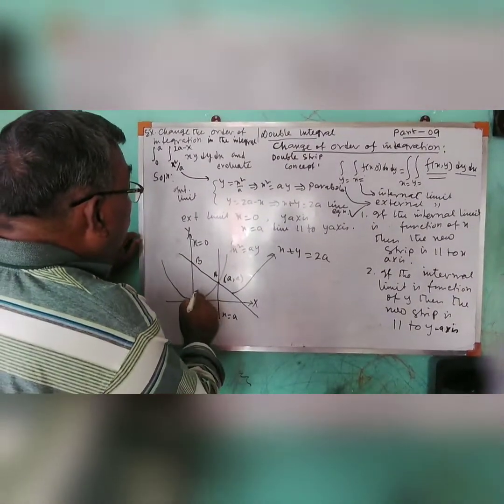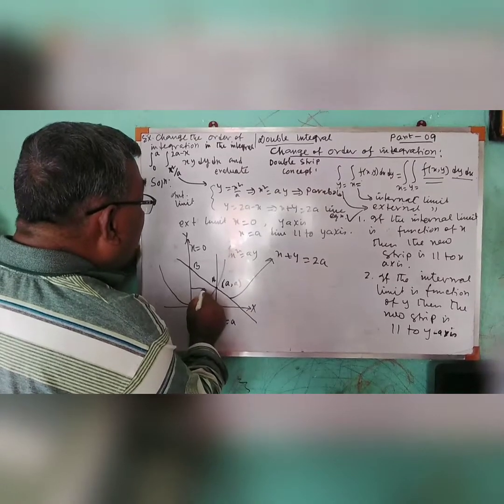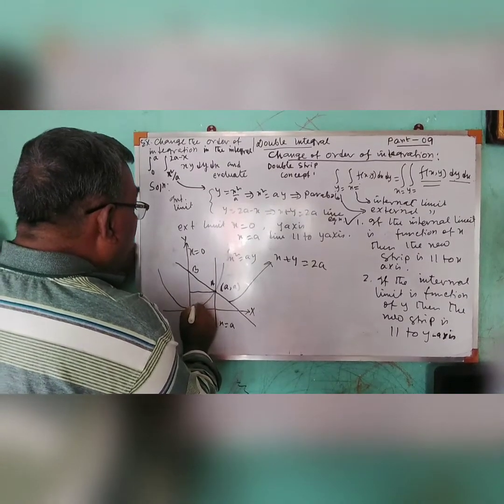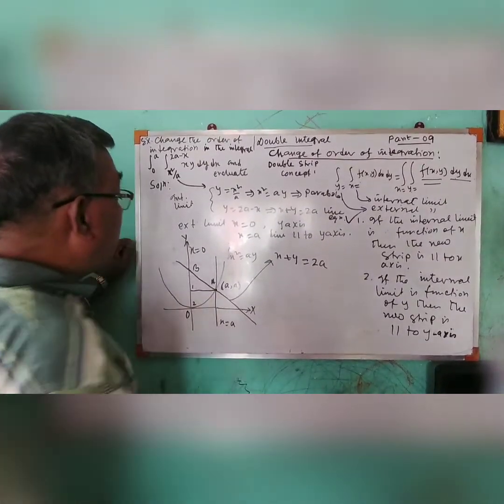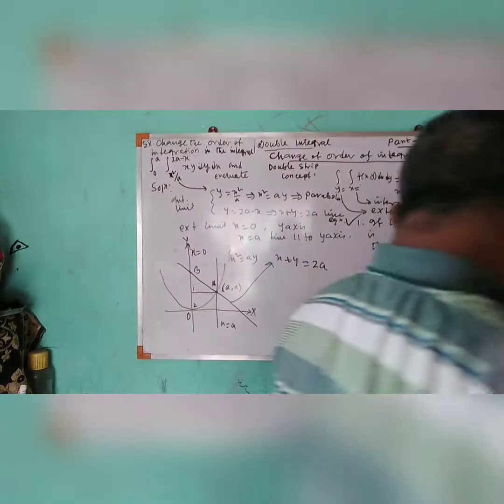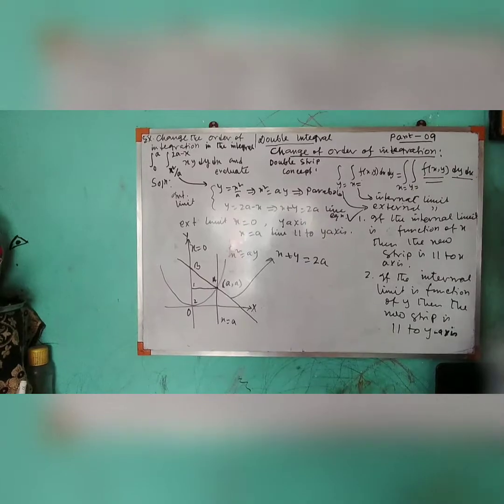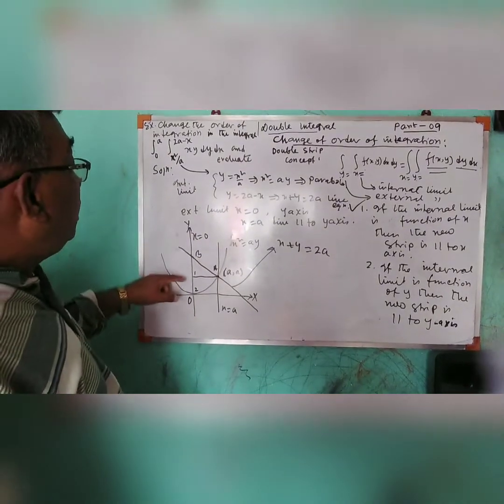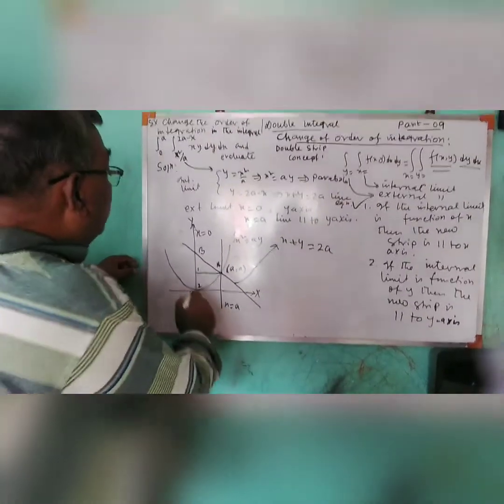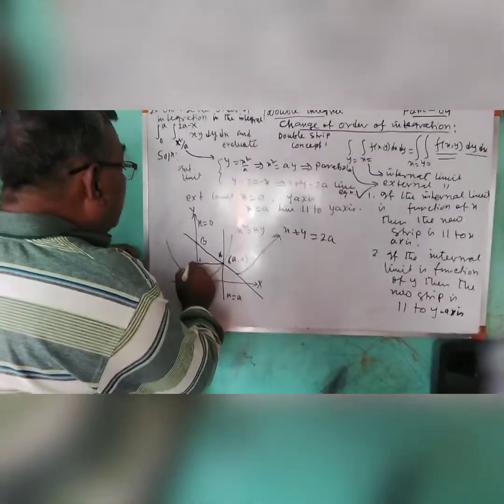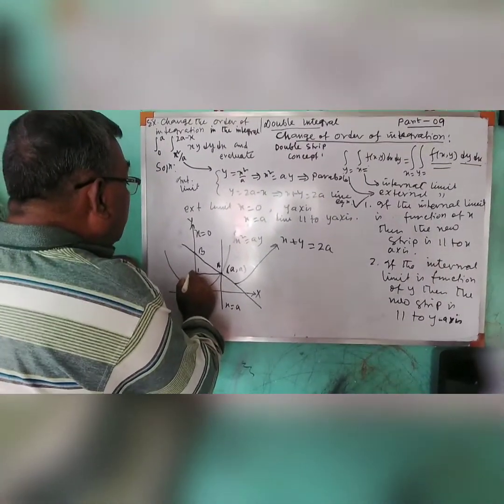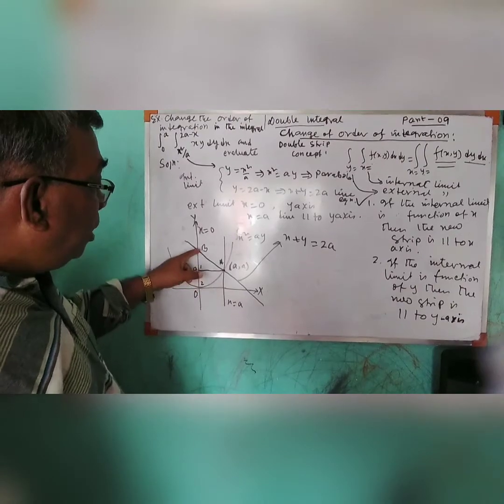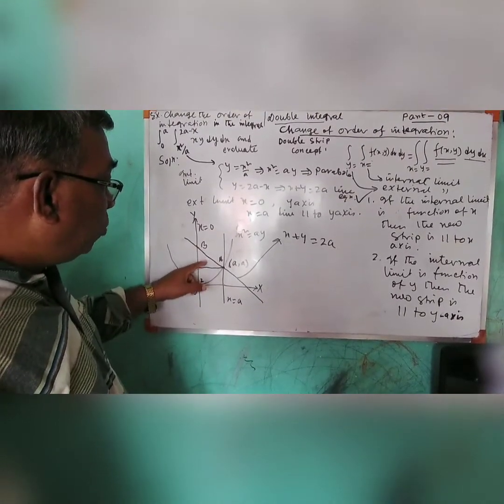How to find it? To get OAB, we are dividing this OAB into two parts. This is the first part and this is the second part, that is portion A and portion B. Suppose this point is P. That is AP. We divide the area OAB into two parts, part 1 and part 2.